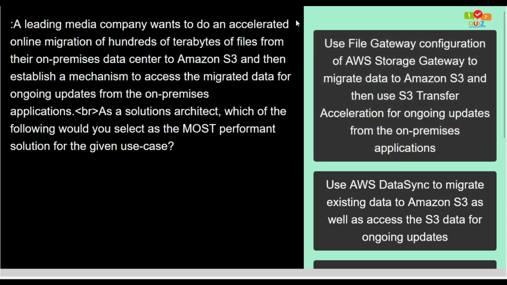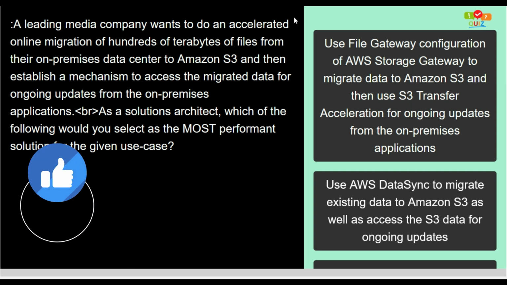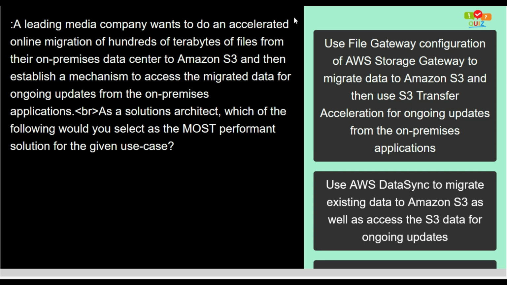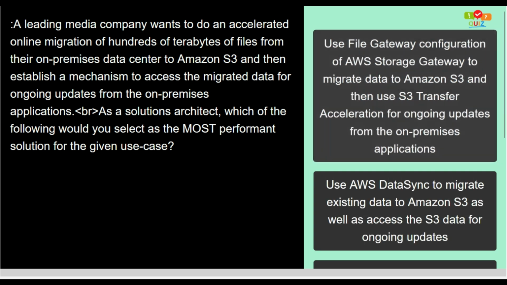A leading media company wants to do an accelerated online migration of hundreds of terabytes of files from their on-premises data center to Amazon S3 and then establish a mechanism to access the migrated data for ongoing updates from the on-premises applications. As a solution architect, which of the following would you select as the most performant solution for the given use case? Let us see the options.